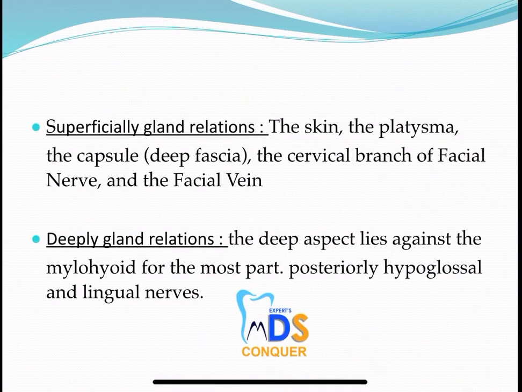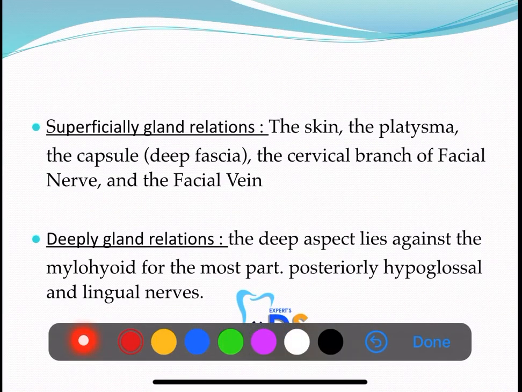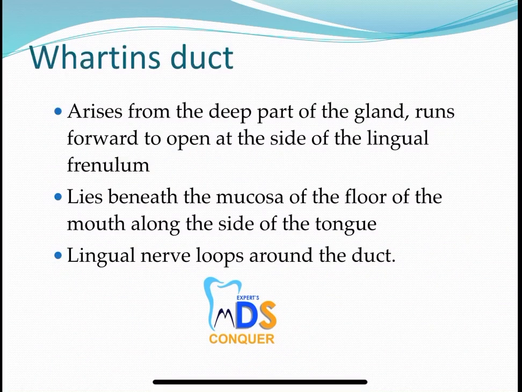So next, coming to the gland relations. Every gland you have to write its relations and its boundaries. Superficially it is related to the skin, the platysma, the capsule, the cervical branch of the facial nerve and the facial vein, and the deep relations are against the mylohyoid for most of the part, and posteriorly the lingual nerve and the hypoglossal nerve. So these relations you need to put in. And the Wharton's duct.